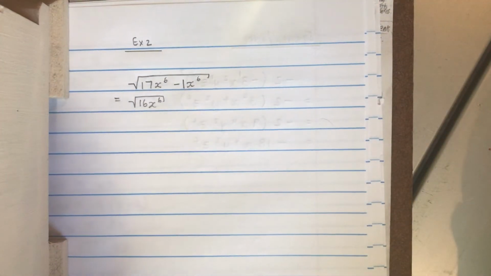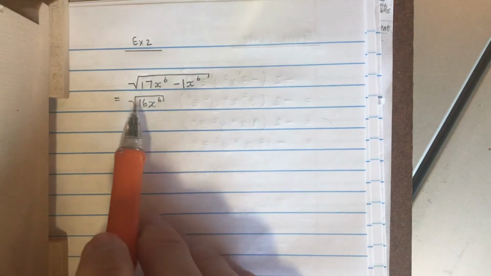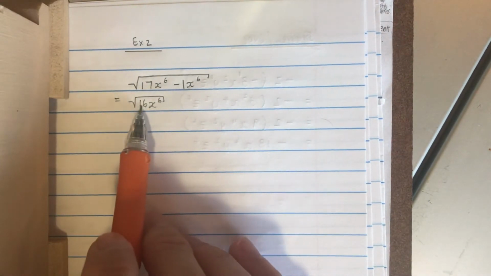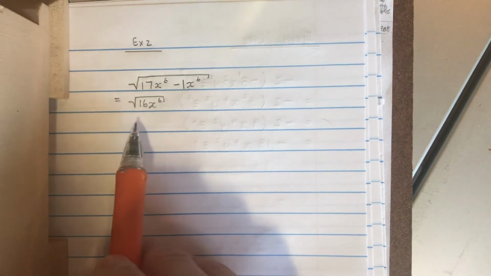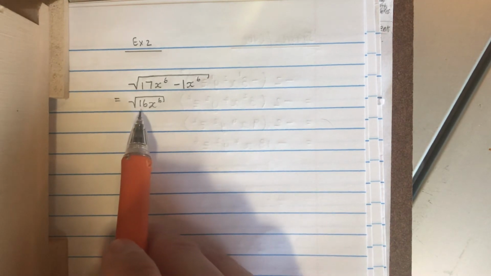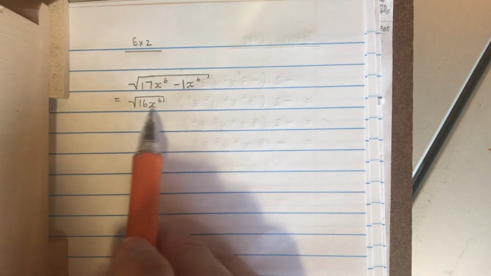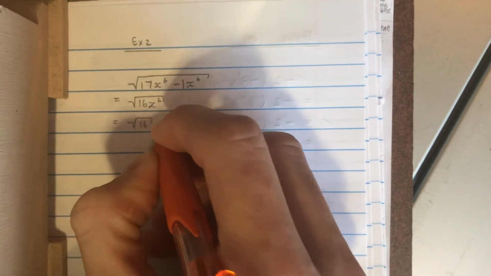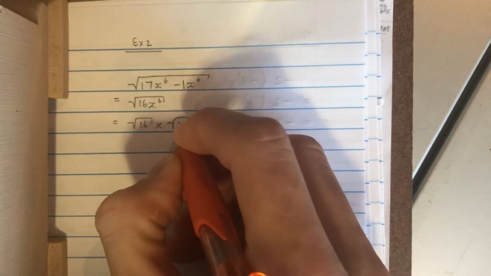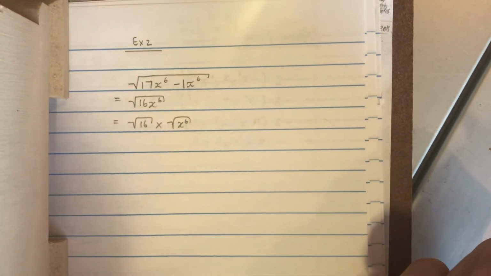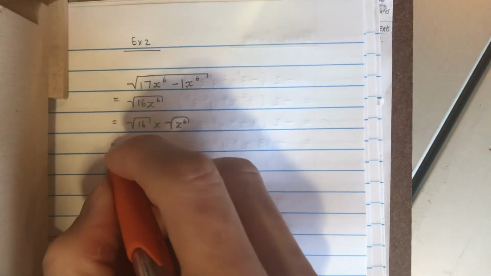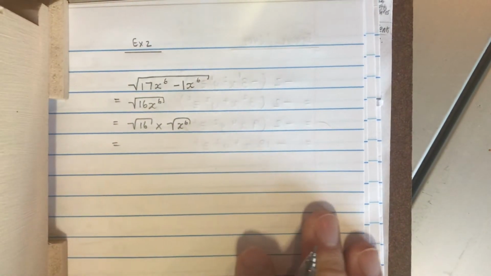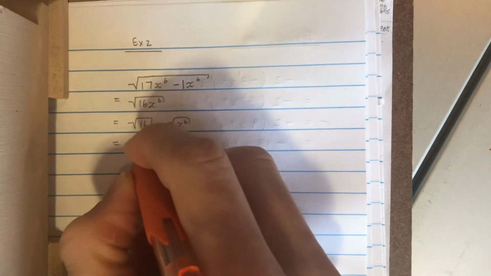Okay, and now it's easy because remember, now what we have inside the brackets, 16 and x to the power of 6, they are next to each other. What that means is that they are getting multiplied, and when we multiply we can split the root. So we can say it's the square root of 16 times the square root of x to the power of 6. And we also know what the square root of 16 is. It's 4, because 4 times 4 will give us 16.